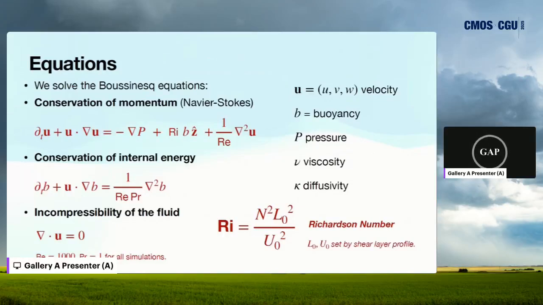A key parameter to focus on is the Richardson number, which will allow us to control the strength of our stratification through the buoyancy frequency N squared. We also set L0 and U0 as characteristic scales, a length and a velocity scale, by the initial shear layer profile, which is how we will generate the turbulence, which then proceeds to generate internal waves.